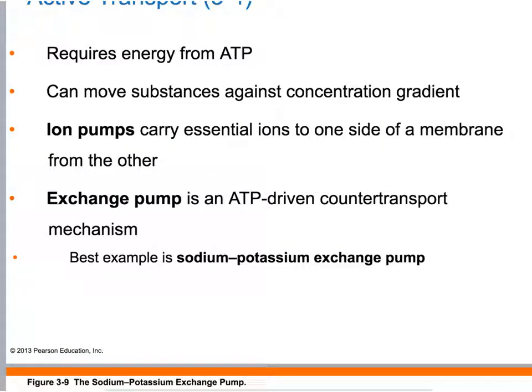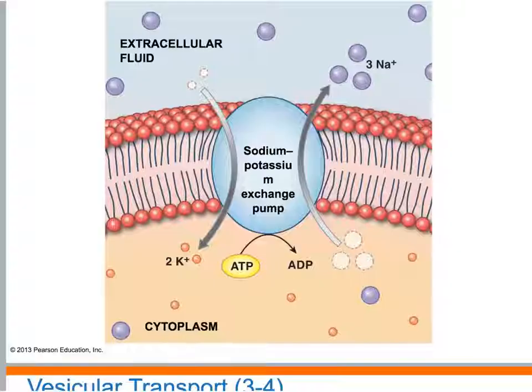Active transport requires energy from ATP. Active transport can move substances against the concentration gradient. Ion pumps carry essential ions to one side of the membrane from another. An exchange pump is an ATP-driven counter-transport mechanism. The best example is the sodium-potassium exchange pump. This illustration shows the sodium-potassium exchange pump. Remember, it is dependent on ATP.